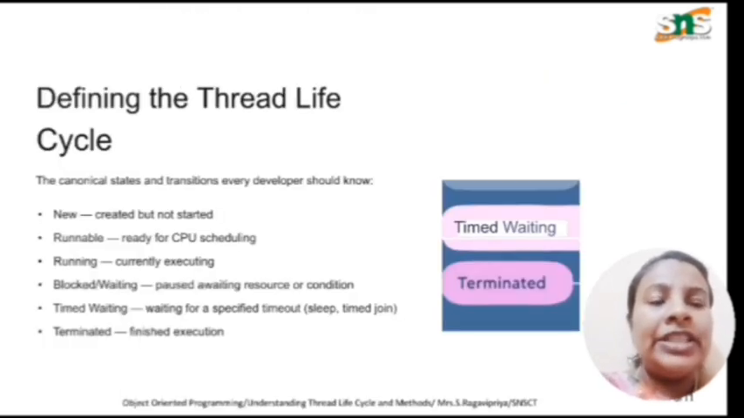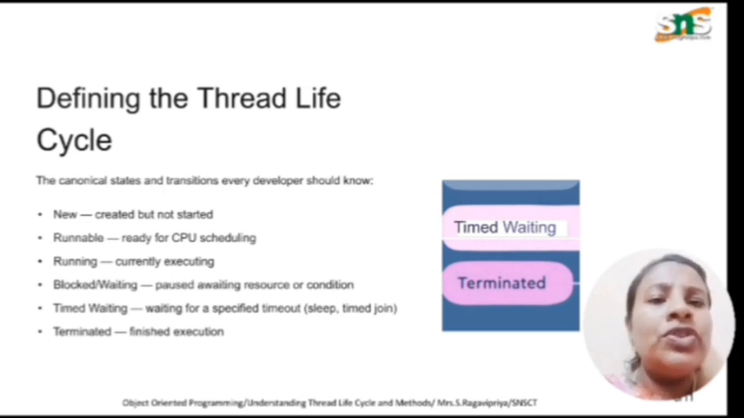So defining the thread life cycle. The canonical states and transitions every developer should know: new, runnable, running, blocked, waiting, timed waiting and terminated. So these are the stages of the thread life cycle.